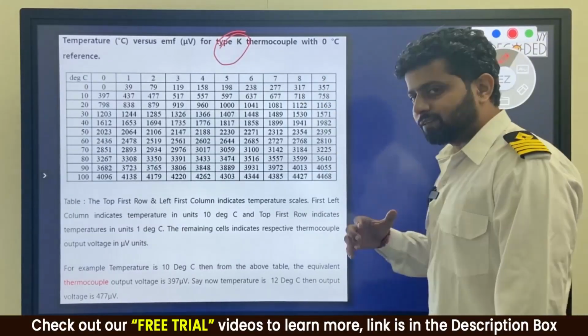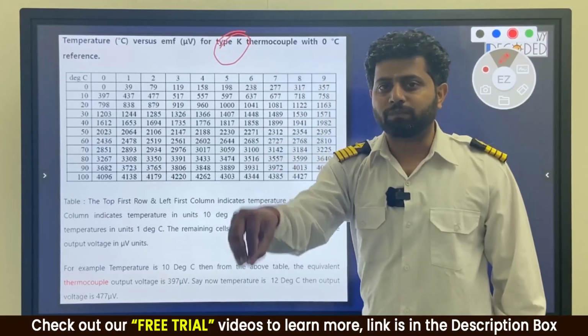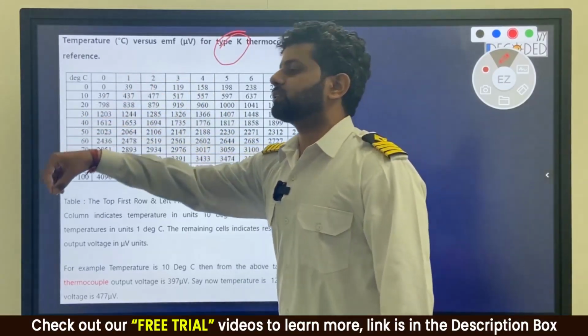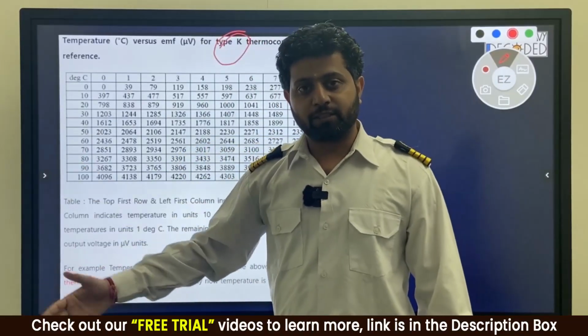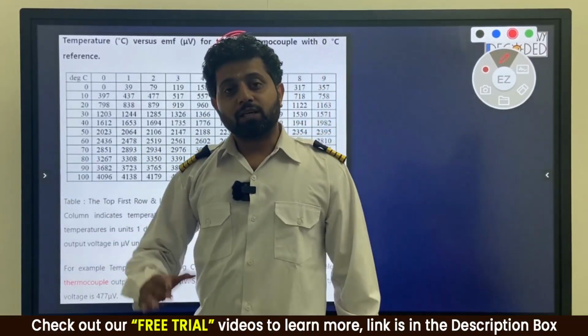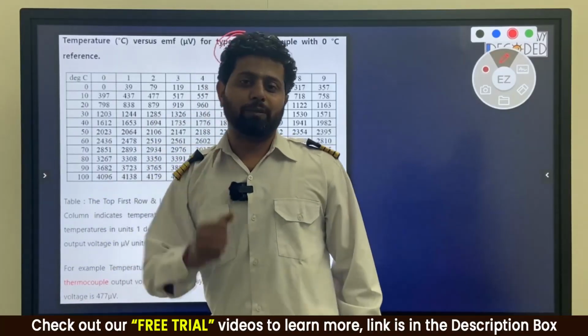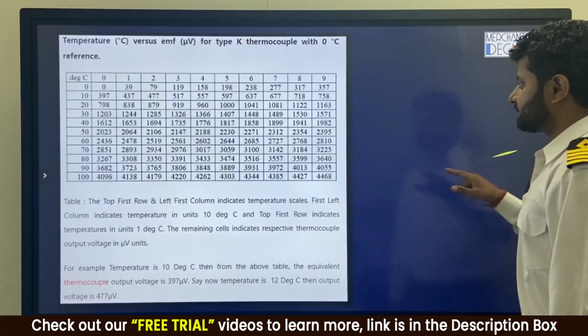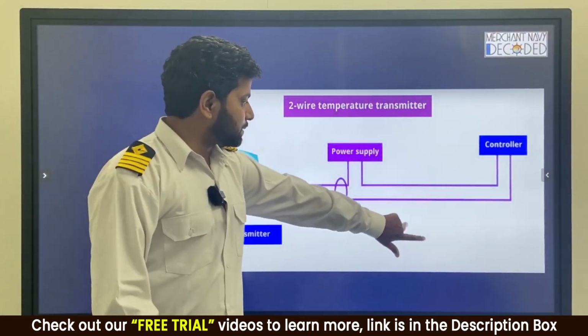So when you are ordering a thermocouple, we have to also mention the range of the thermocouple. Why are we putting it in engine exhaust gas temperature, exhaust side? So range could be up to 800, 900 degree centigrade. Why are we putting it in incinerator? The range should go up to 1800 degree centigrade. The range is important. The type of thermocouple is important over here. Copy it guys. So now, how many types of temperature transmitters are there?